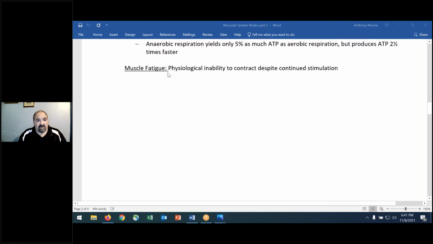You'll see here that as far as muscle fatigue is concerned, we get this, right? Physiologically, inability to contract despite continued stimulation, because you've depleted ATP and you're so tired and you've done so much work.